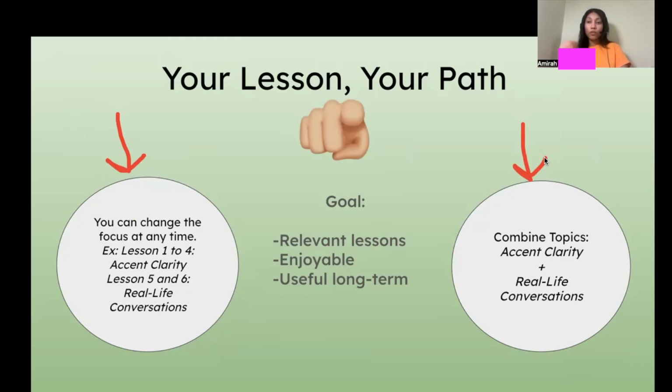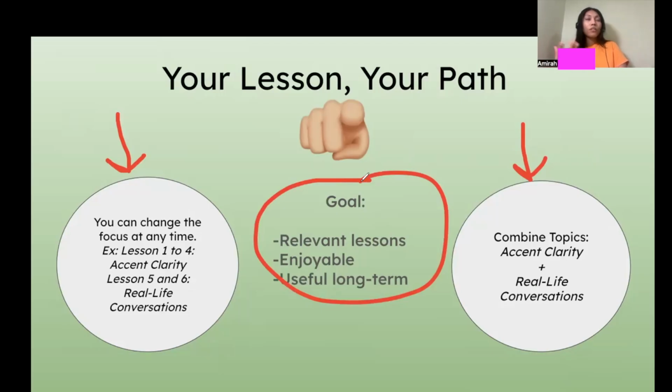And I tell them the goal right here in the middle. I want their lessons to be relevant to them. I don't want them to just take a lesson that they don't need and that they're never going to use, which brings me to the second one. I want it to be enjoyable, because when you enjoy the lesson that you're learning, you're able to retain the information. Lastly, again, I want it to be useful long term.